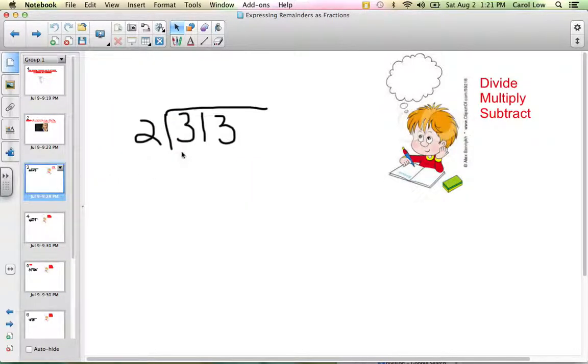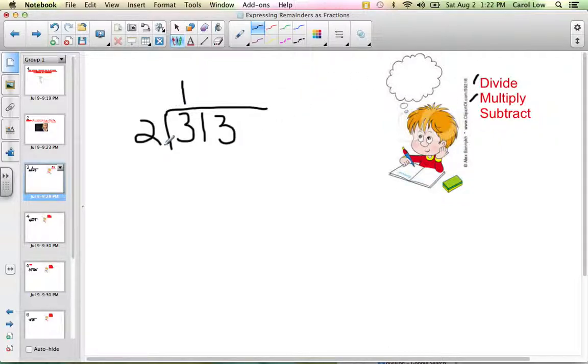The first one is 313 divided by 2. And I put over here the little steps that we do: divide, multiply, and subtract. So let's start this together. First thing that I do is divide, so I'm going to put a little mark there. And can 2 go into 3? Yes, it can. How many times can it go into 3 without going over it? It goes once.